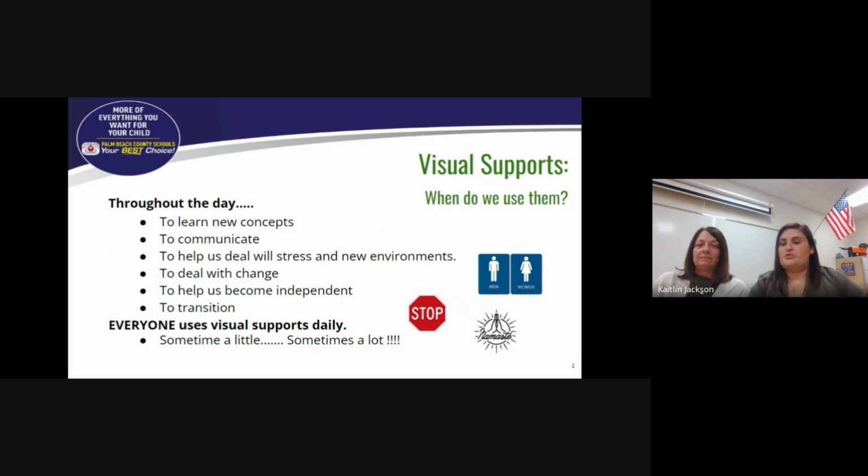So, visual supports, when do we use them? To be honest, we use them all the time. We use them throughout the day. We use them to learn new concepts. When we're learning, teachers are always using visual supports to teach new concepts. We use them to communicate with each other, to learn new things. We use them to help us deal with stress in new environments, to deal with change, to become independent, to transition. Everyone uses visual supports daily. Sometimes we use them a little, sometimes we use them a lot.